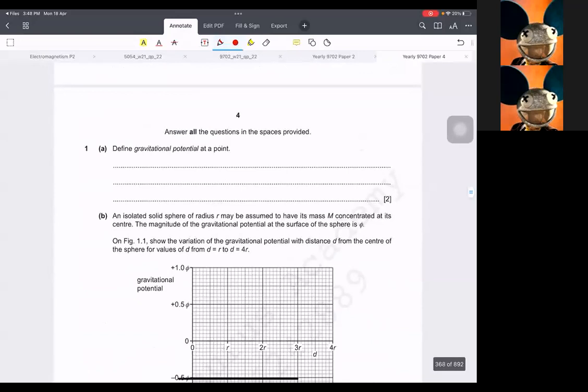So first, gravitational field. Now you can see how many papers we have done these derivations everywhere. So you should learn: gravitational potential is the work done per unit mass in moving a unit mass from infinity to a point within the field.